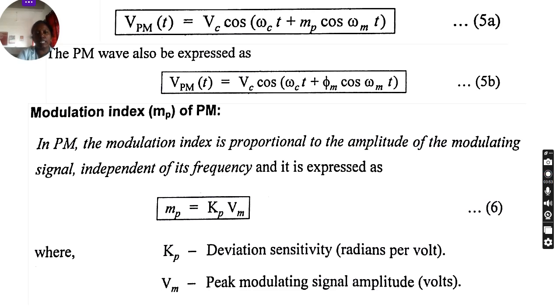Next, the modulation index. The modulation index of PM is proportional to the amplitude of the modulating signal. Here mp equals kp times Vm, where kp is the deviation sensitivity in radians per volt, and Vm is the peak modulating signal amplitude in volts. So the modulation index of PM is proportional to the amplitude of the modulating signal.